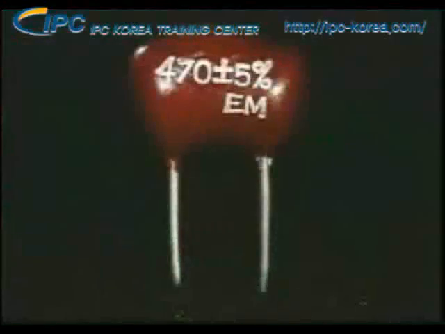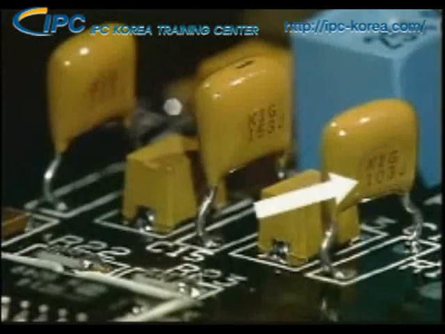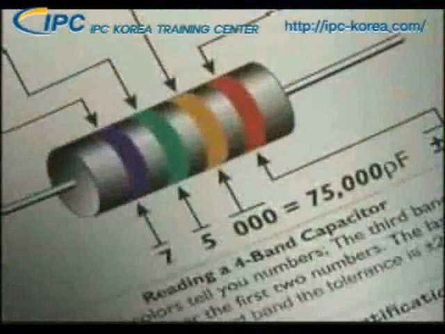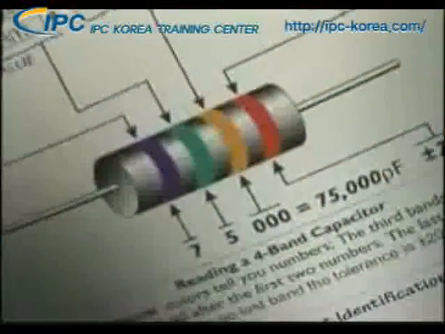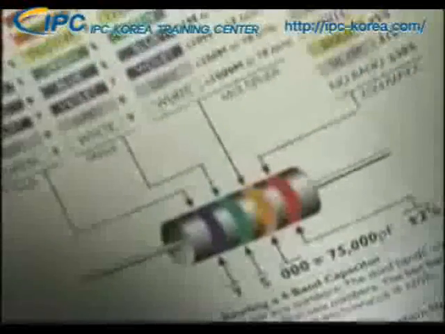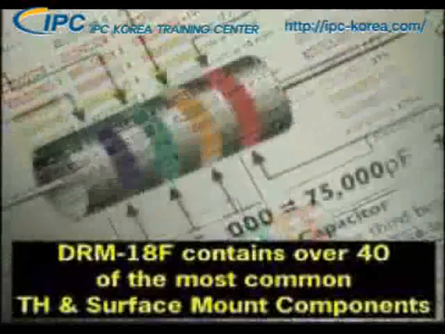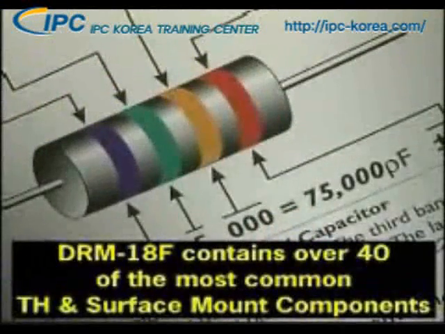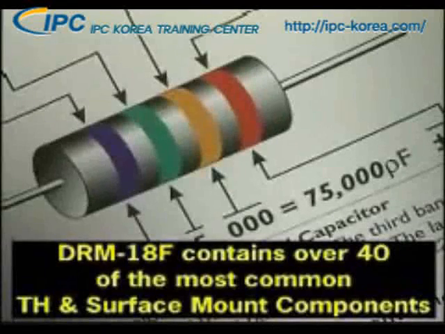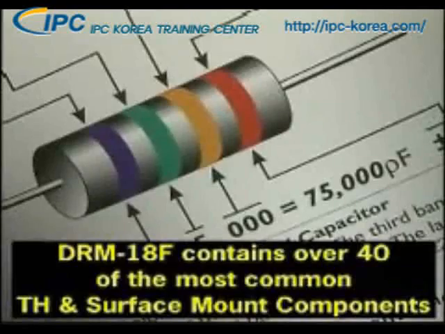The value and tolerance of the capacitor is either printed on the component or is calculated by decoding color bands or coded numbers into numerical values. As with resistors, the Component Identification Desk Reference Manual contains a color code chart for capacitors and an explanation of how to read the color bands or number code. Again, it may be important that you understand how to decode the color bands and numbers so that you can determine the value and tolerance of a particular capacitor.